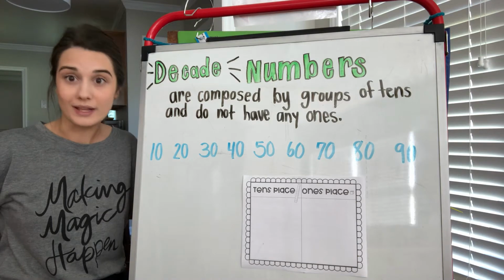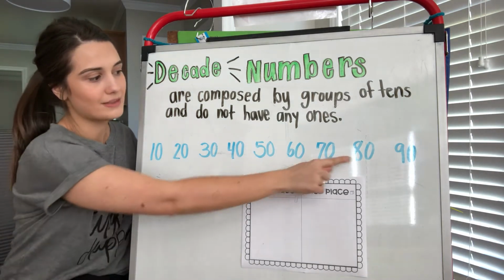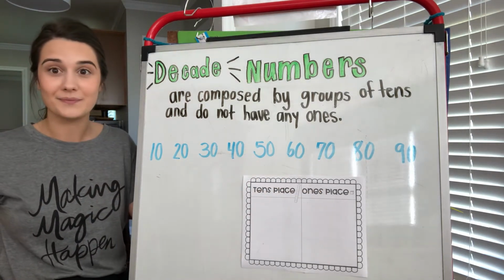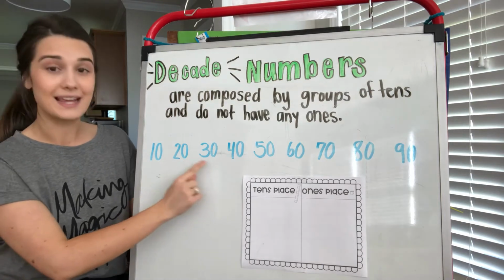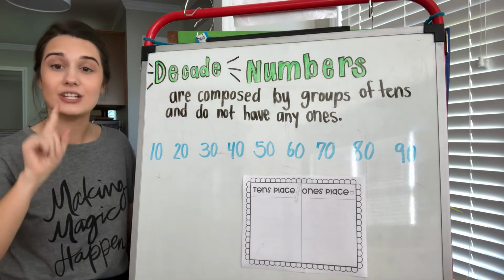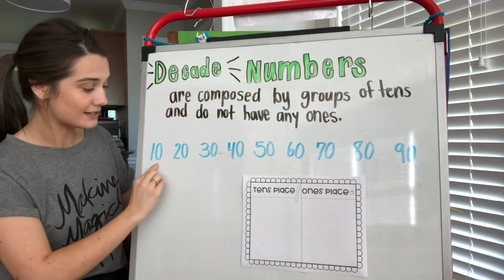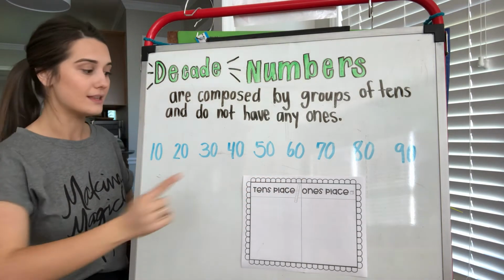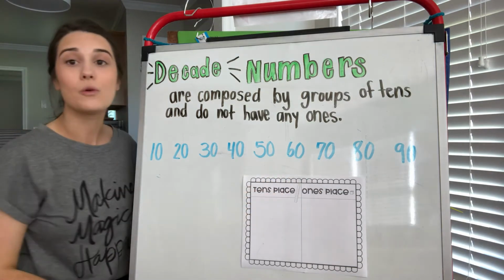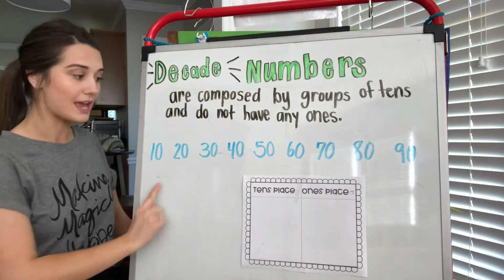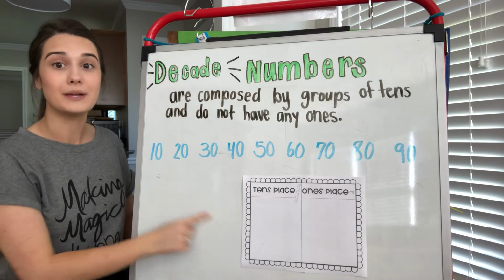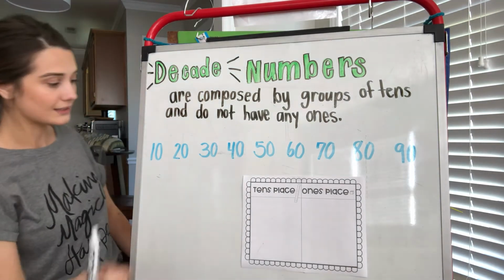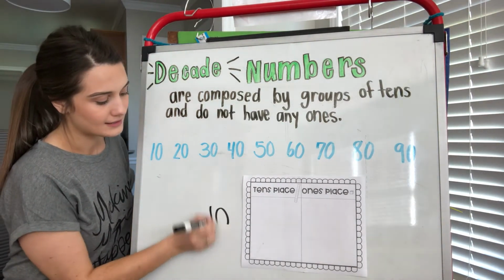Now, let's look at the ones place. What is something you notice about the ones place in decade numbers? The ones place only is made up of the digit 0. So this 0 means that all of these numbers have no ones. There are no ones in the ones place. So we are going to build some of these numbers and look at what it looks like to build decade numbers. Let's start with the number 10.